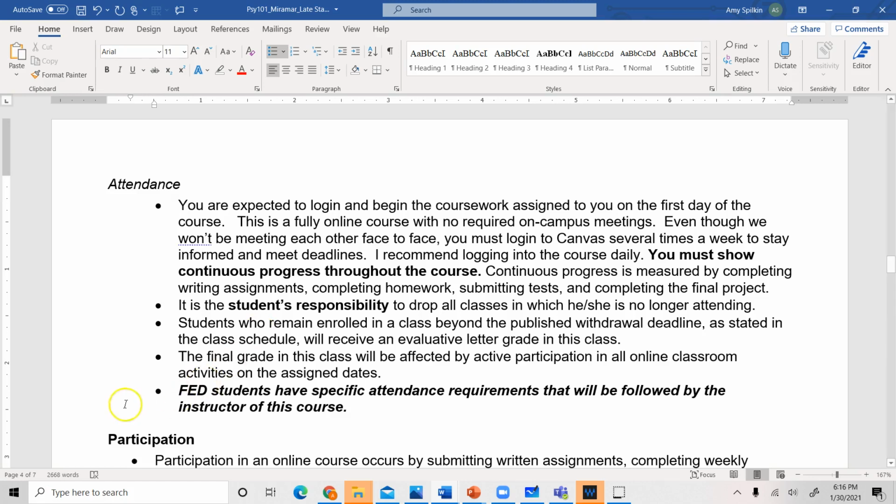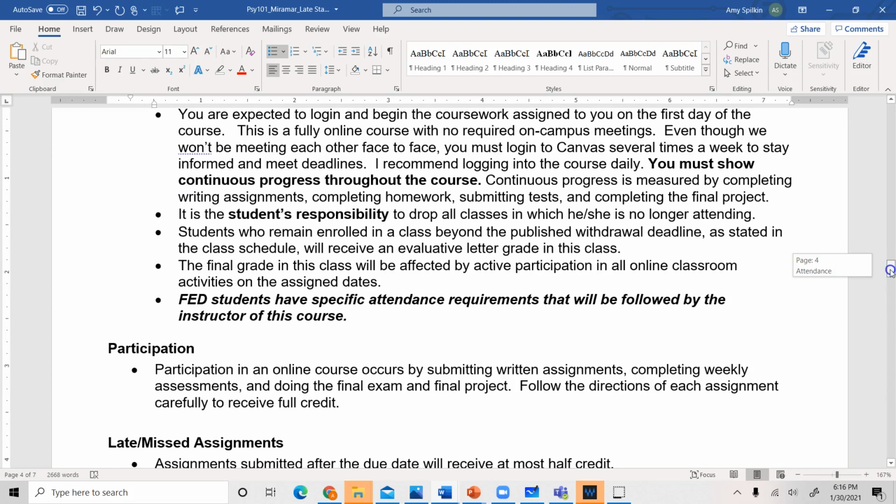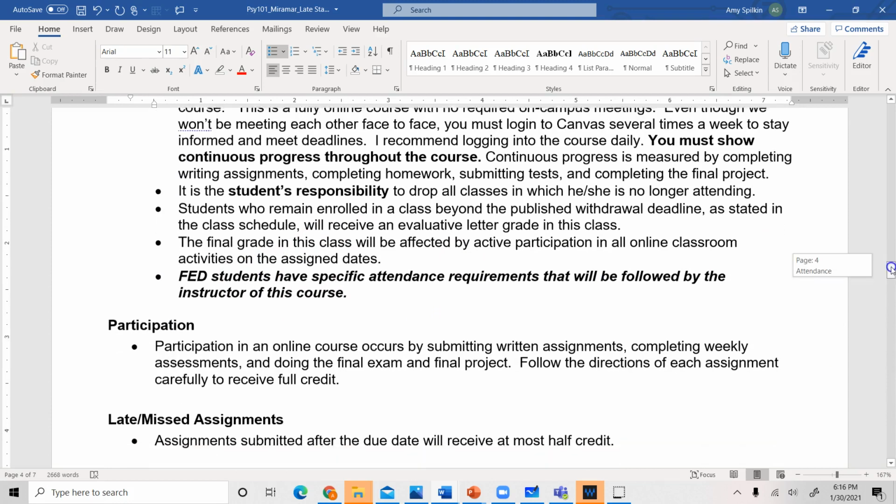The only exception to this is if you're a Fed student, in which there are very specific attendance requirements, and I do have to follow those, and I will drop you if you haven't followed those requirements, and if this applies to you, you should already know about those policies.